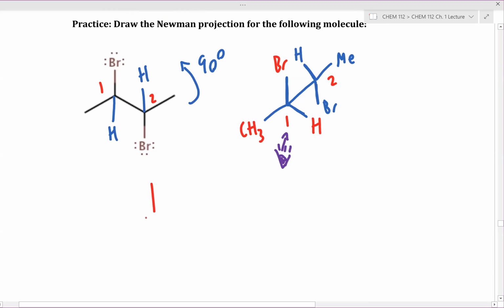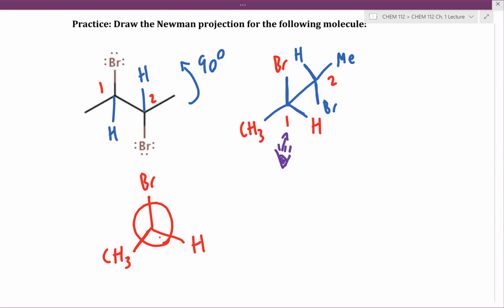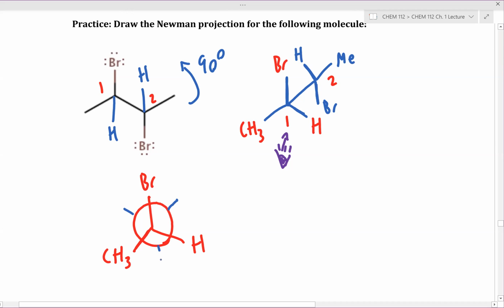So let's draw out all of our substituents that are in front. What substituents are attached to carbon 1? A methyl group. What else? Bromine, and a hydrogen. Then I'm going to draw a circle, and behind that circle I'm going to draw all of my substituents attached to carbon 2. So what 3 things are attached to carbon number 2? A hydrogen, a methyl, and a bromine.